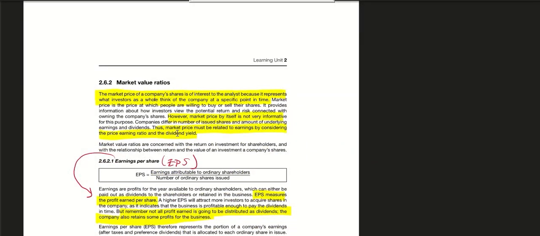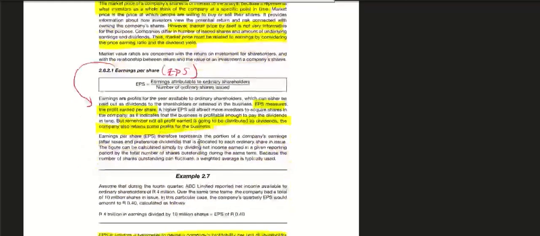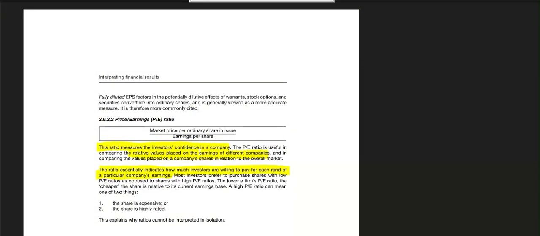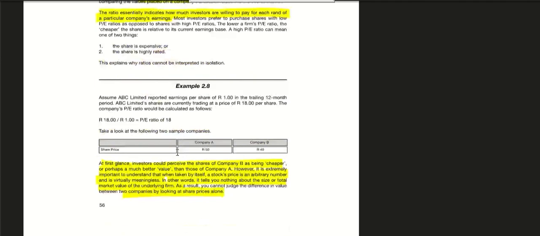Then we can look also at the market value ratios. Earning per share, we're looking at the earnings that is attributable to ordinary shareholders divided by the number of the ordinary share that have been issued. So that's the EPS, earning per share. Another market value ratio would be the price earning. So we take the market price per ordinary share issued divided by the earning per share. Price earning, market price divided by the earning per share.